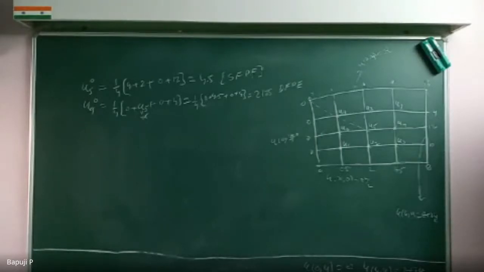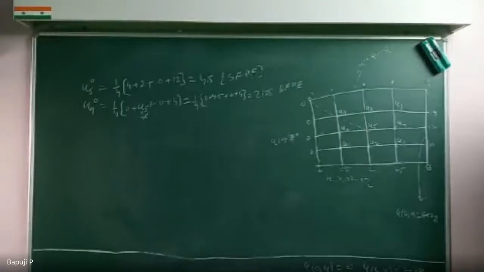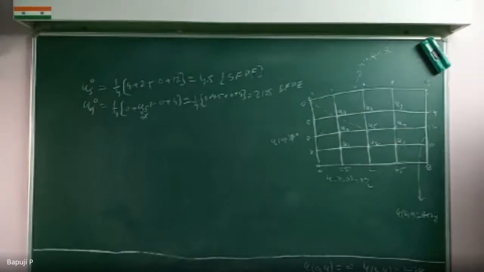Similarly, can I get u8? I got u9, I got u7. Then can I get u8? Yes, sir. How will you do it? u9 plus u7 plus u5 plus 4. Very good. 1 by 4, you don't forget. What is that formula called? SFPF, the standard 5-point formula. So like this, one by one, slowly you will find out.